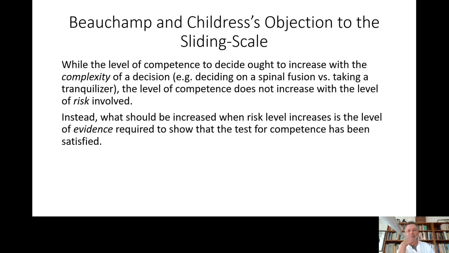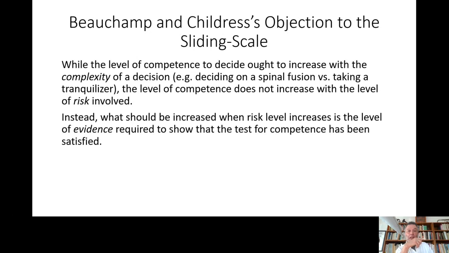Beauchamp and Childress said, of course, the motivation is appropriate, but what is it? What do we need to protect here? While the level of competence to decide ought to increase with the complexity of a decision, say, deciding on a spinal fusion versus taking a tranquilizer, what's required in making an informed and autonomous decision with respect to a spinal fusion is a good deal more complex than the decision to take a tranquilizer.